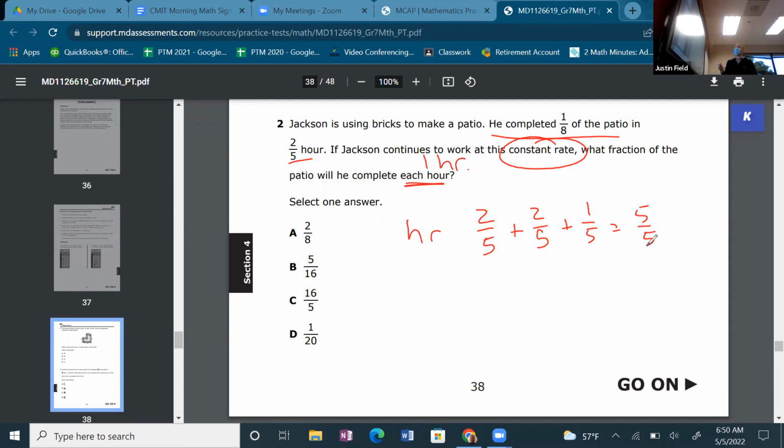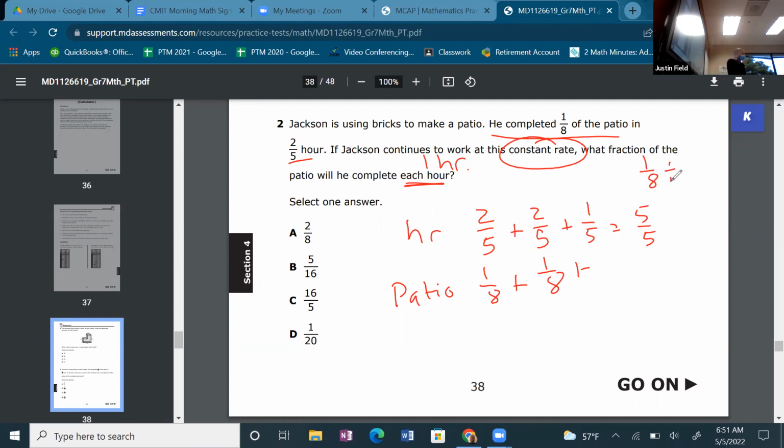So we want to know how much of the patio he completes each hour. How much of the patio does he complete in 2/5 of an hour? Look back at the question. 1/8. And then the next 2/5, how much does he complete? 1/8 again. And then in the 1/5, that's half, right? That's half of 1/8. What is half of 1/8?